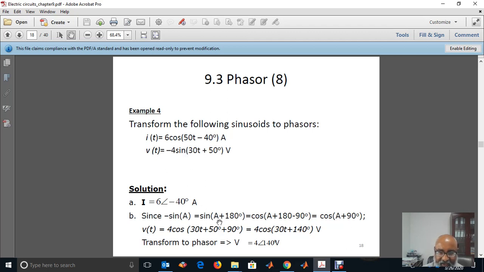So I change the sine to cosine, and the minus also. For the minus, I have minus sine A is equal to sine of A plus 180. So we add 180 for the minus and subtract 90 to change it to cosine, and we have 4 cos(30t plus 50 plus 90 degrees), which is 140 degrees. So it will be 4 at an angle of 140 degrees.